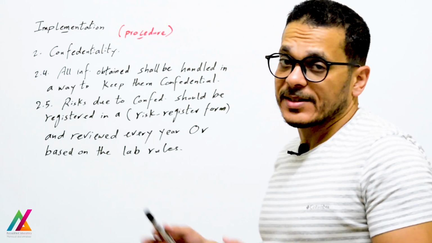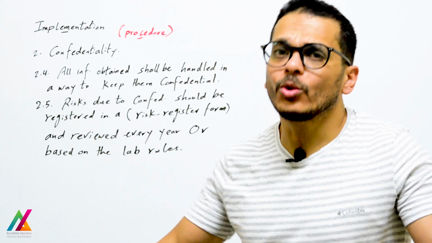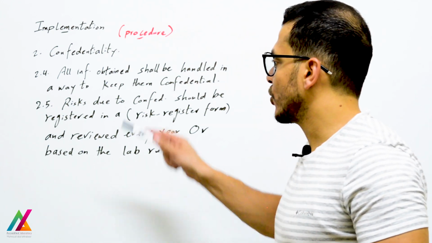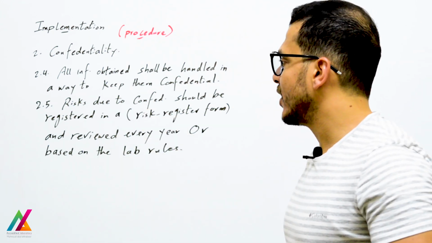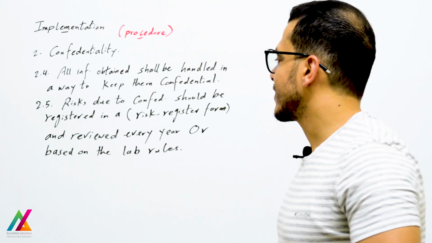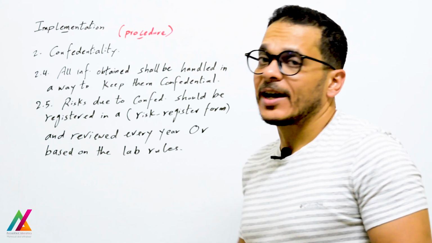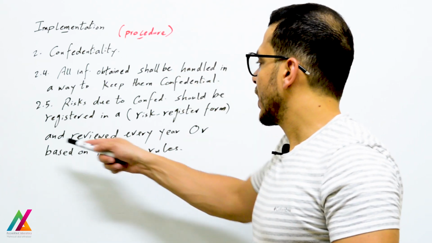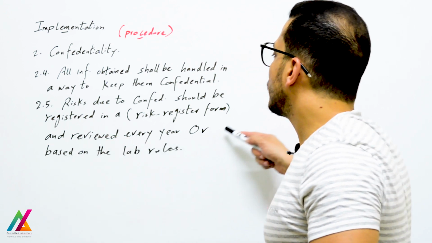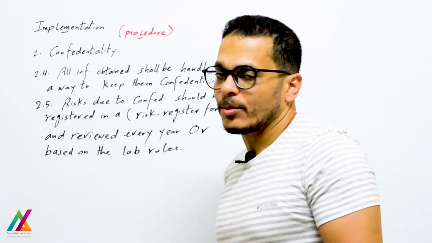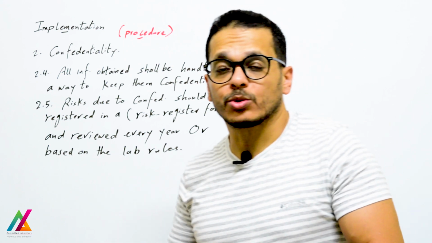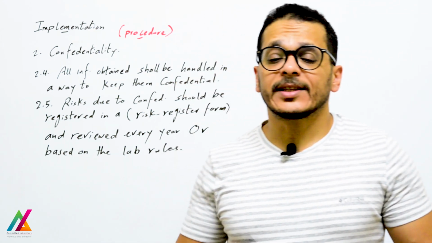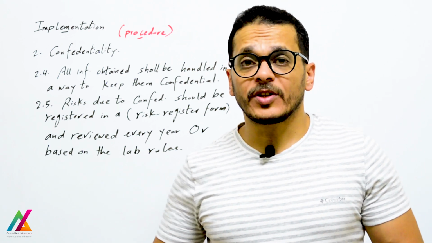And risks, and this is the most important point, in all requirements of ISO IEC 17025 2017 edition, risks due to confidentiality should be registered also in a risk register form, and how to eliminate this risk, and also the degree of this risk or the grade, and reviewed every year or based on the lab rules, and that's what we discussed also in impartiality. That was my procedure for impartiality and confidentiality and how to implement both of them.